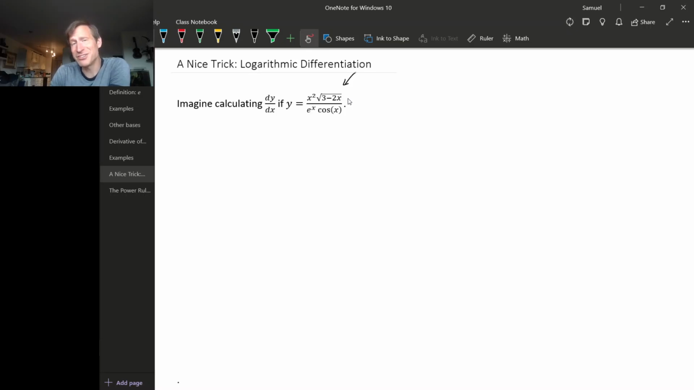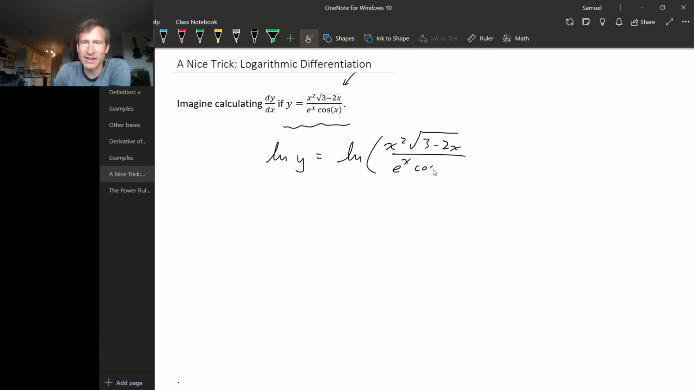So there's kind of a nice trick that we can use with logarithms to make a derivative like this much easier to calculate. So what we're going to do is, if we start with an equation like this, y equals some function of x, what we'll do is take natural log on both sides. So we get natural log of y equals natural log of this big mess, x squared times the square root of 3 minus 2x all over e to the x times cosine of x.